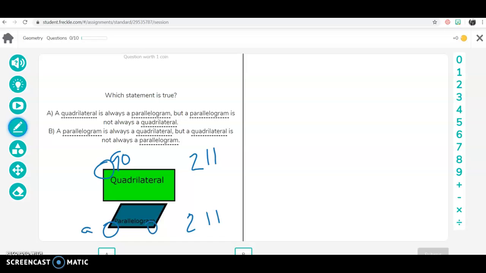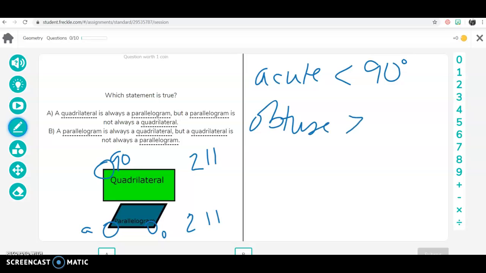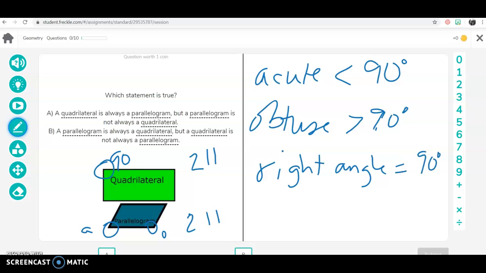and then we have obtuse angles. Okay, if you remember, acute is less than 90 degrees and obtuse is greater than 90 degrees. Okay, a right angle, oh, I can't spell today, is equal to 90 degrees. Okay, so up here in this little bar, they give you a hint, which is awesome.